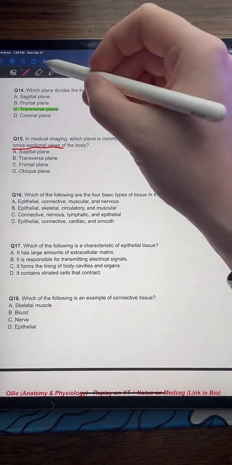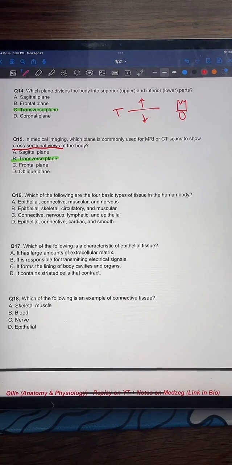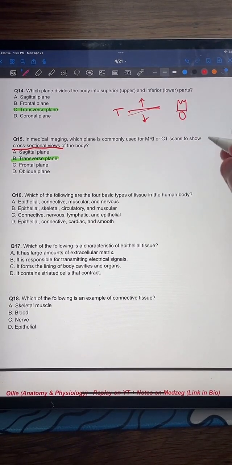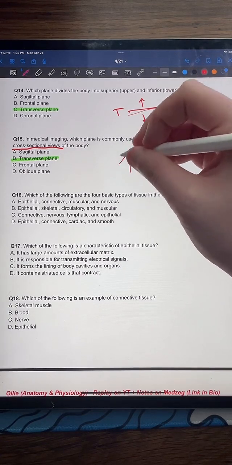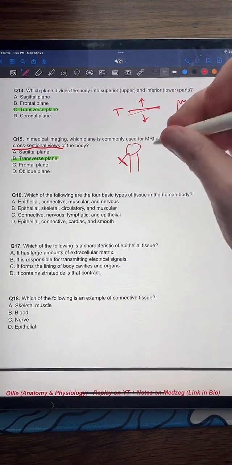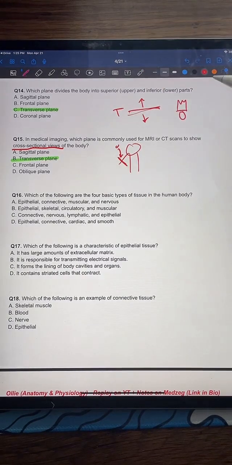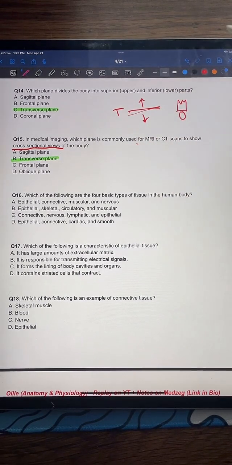But the answer is B again, or transverse again. Transverse is used in MRI and CT scans. Basically, again, we're talking about horizontal. So think of a cross-sectional view. If you have your arm and you were to cut it in half and look at it this way, this would be the cross-sectional view. That's how you know it is a transverse plane.